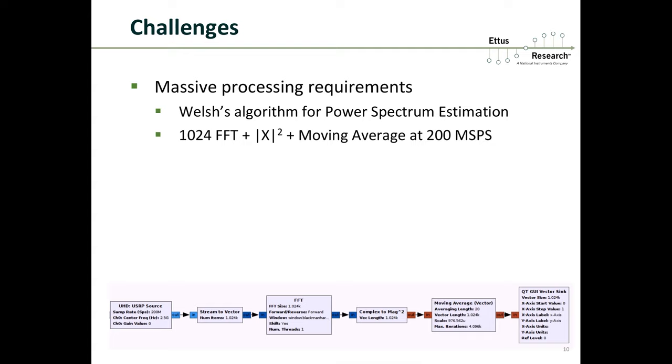Let's illustrate the challenges in SDR processing. The screenshot at the bottom of the slide is from a GNU Radio flow graph which implements Welch's algorithm for power spectrum estimation for 200 MHz of bandwidth on a channel on the USRP X310 radio. There are significant processing requirements on the CPU in this application. An FFT, magnitude squared operation, and moving average are to be performed on the data stream at 200 megasamples per second. In addition, a graphical widget is to be displayed showing the result in real time. Note that the math in this application can be parallelized, and so it is a good candidate for being done on the FPGA.